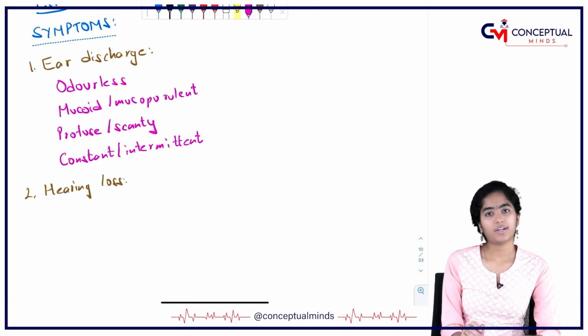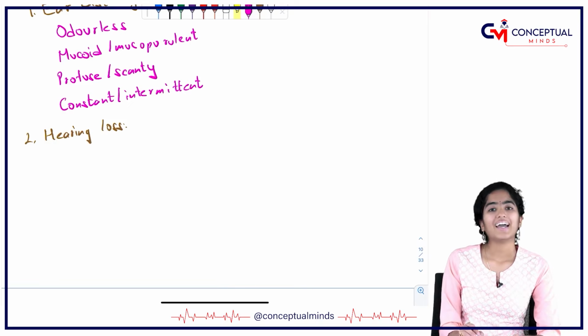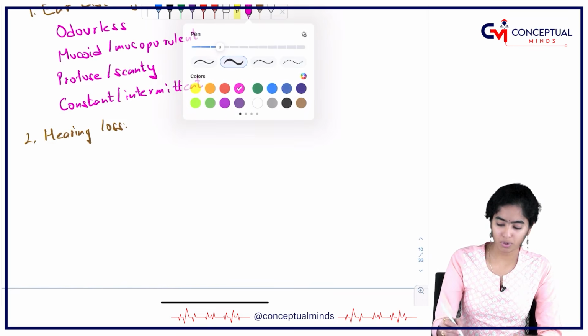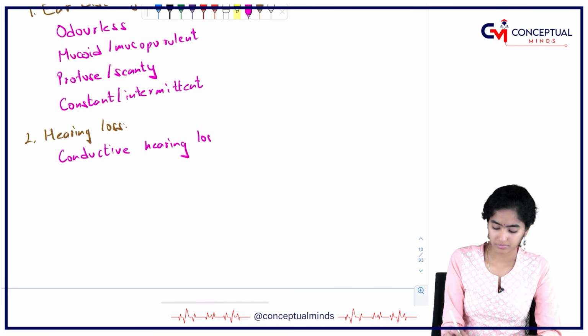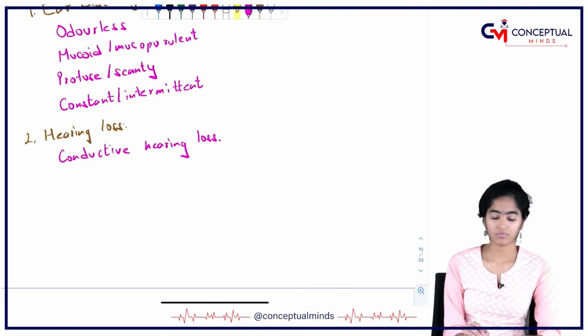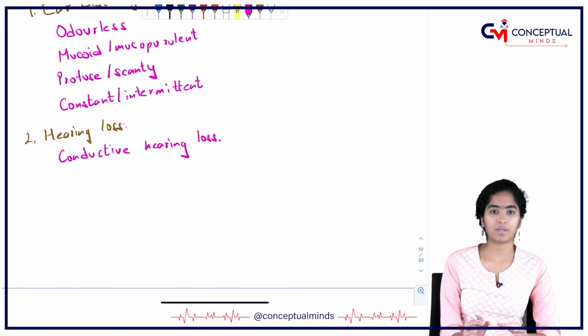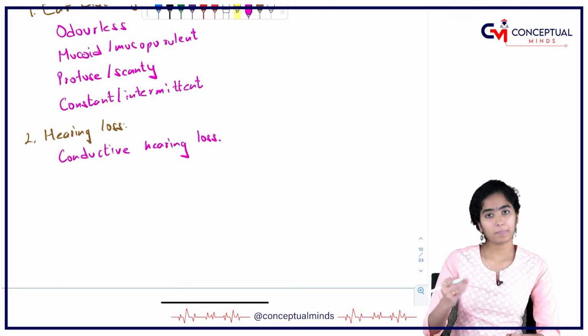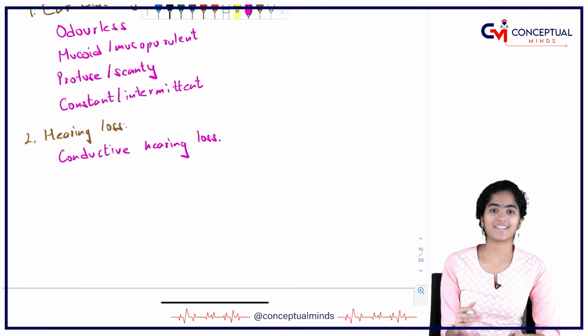The severity of hearing loss differs in different patients. It depends upon the size of perforation and the status of the middle ear. It is a conductive type of hearing loss that is observed. Now, a unique feature of this type of hearing loss is, in the presence of discharge, the hearing may improve rather than in the dry state.